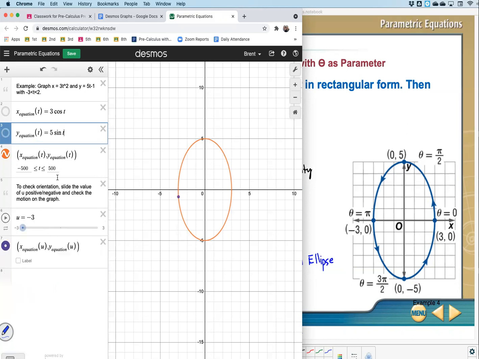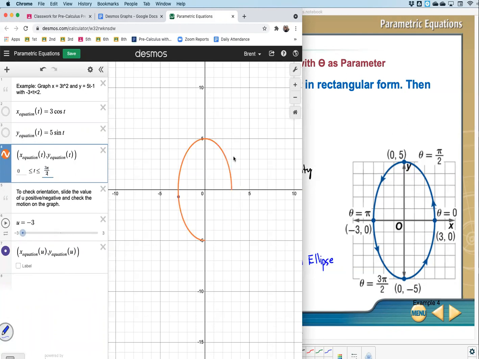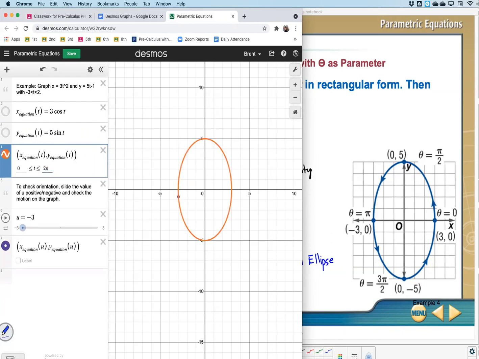I'm going to delete this one. We could check our answer, but I'm just going to tell you it's correct. And I'm going to go from 0 to 2 pi, and you'll see that's the full circle. If I did not go 0 to 2 pi, let's say I went to 3 pi divided by 2, you'd see it's not even the full circle any longer, because it would only go to there. So 0 to 2 pi is all you would need.